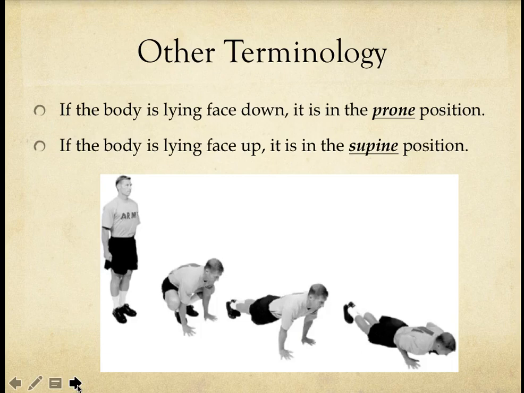Sometimes you'll find an individual laying face down or face up. If they are, we consider that the prone. If they're laying face down, that is the prone position. If they're laying face up, that is the supine position. However, we still would refer to all those structures as if they were standing up, facing us, with their hands at their sides and feet shoulder width apart. So no matter how the person is situated, we always refer to everything in anatomical position.